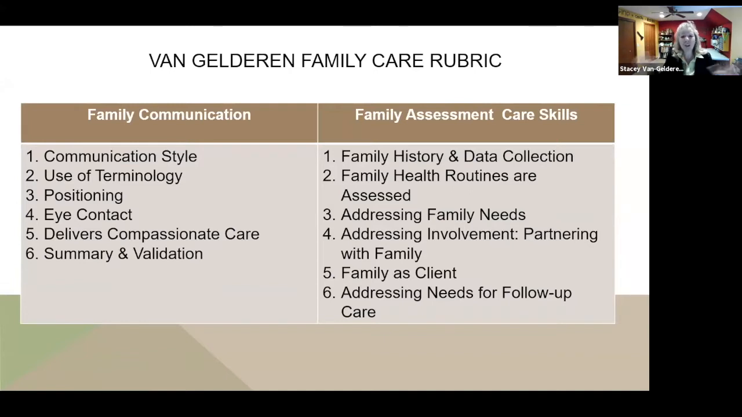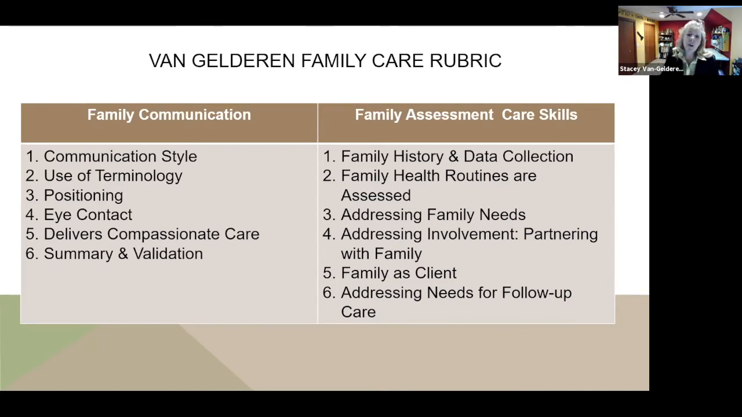So now that you have a good understanding of the various research sites and samples that we use in the simulation settings and how we set up those scenarios, I thought I'd give you a little background on the rubric itself for those of you who are unfamiliar. The Van Gelderen Family Care Rubric is comprised of two domains: family communication and family assessment skills. Learners are evaluated and given formative feedback based on these 12 constructs, 6 on communication and 6 on family assessment.